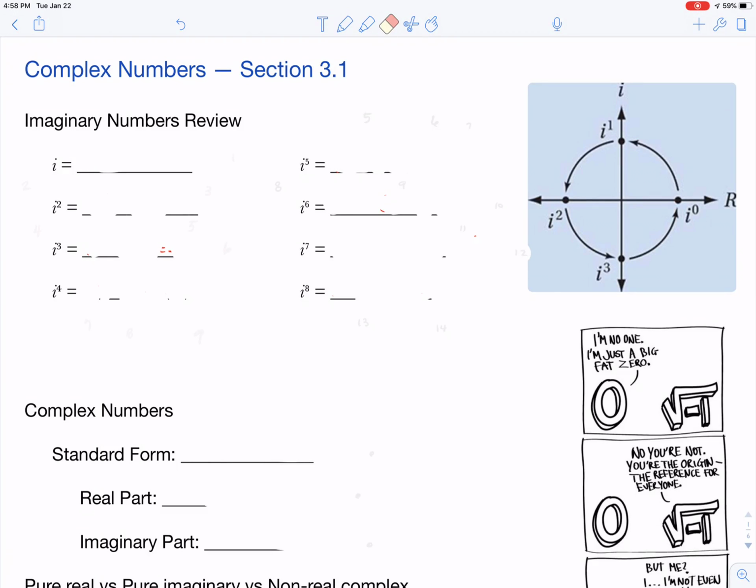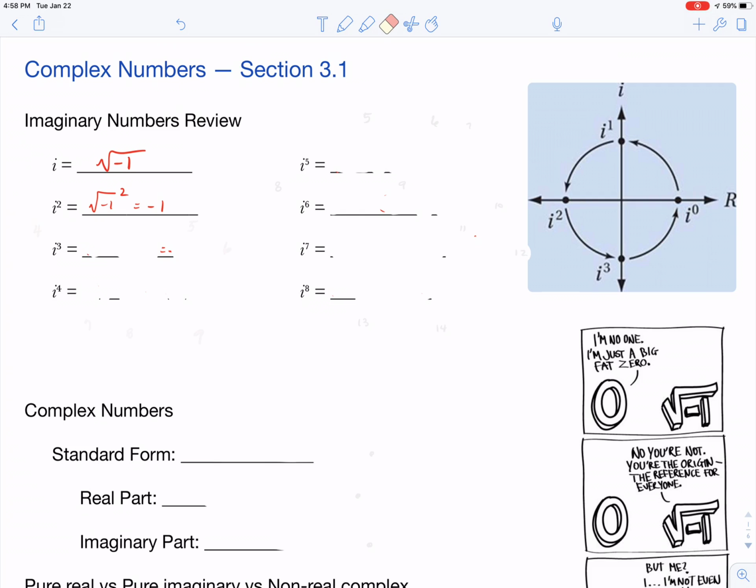An imaginary number is always called i, and that i is equal to the square root of -1. Now, if I were to take that square root of -1 and square it, we know that squares and square roots undo each other, so that's just going to leave me with the -1 that was on the inside. So i squared is the same thing as -1.